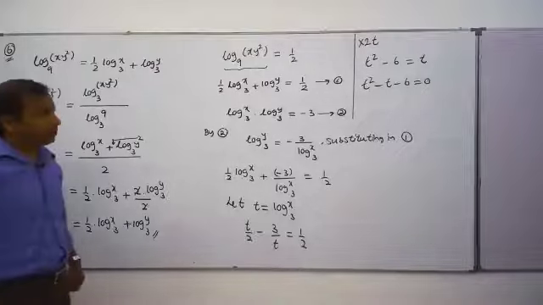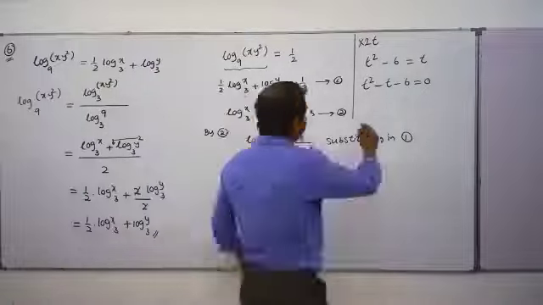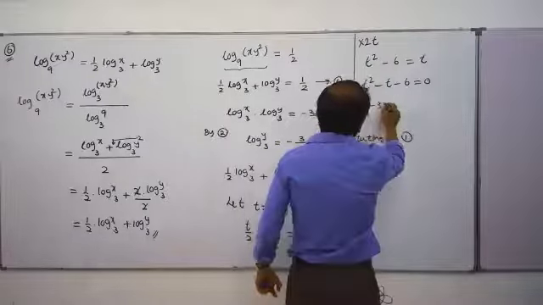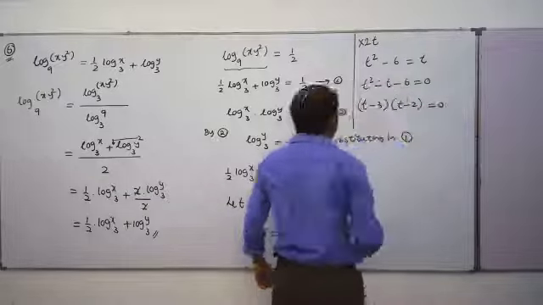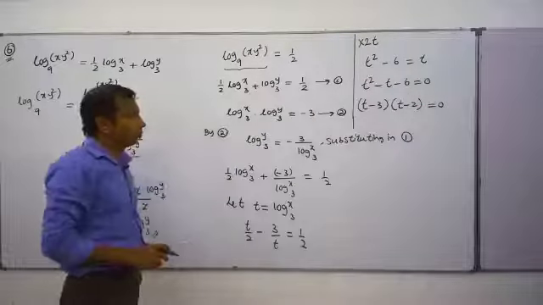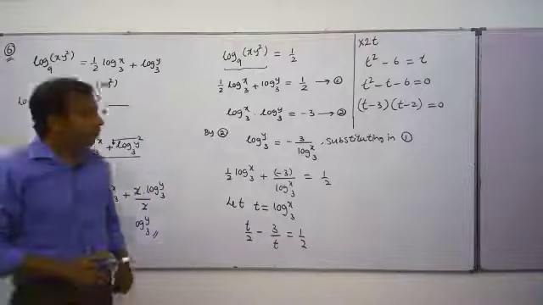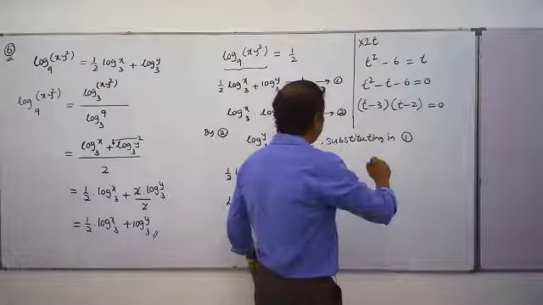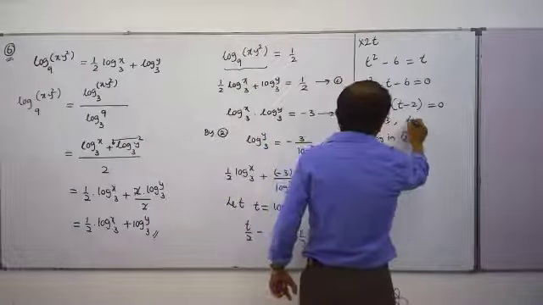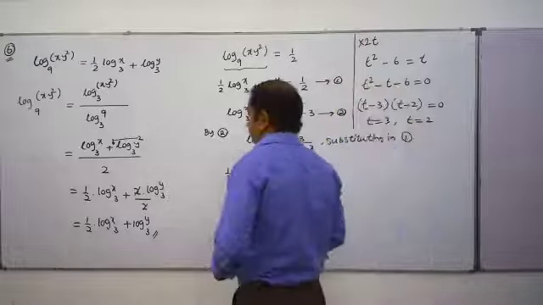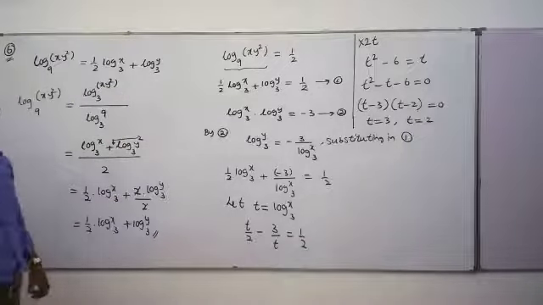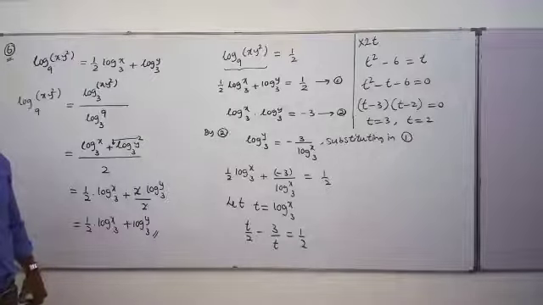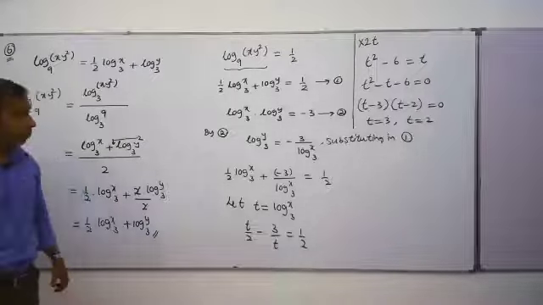Then factorize this. The factors are t minus 3 into t minus 2 equals 0. Then equate each factor to 0 and there are 2 answers. t equals 3, t equals 2. Now we have to find this x and y, no? We have to find this x and y.